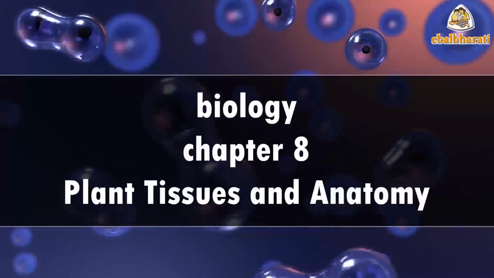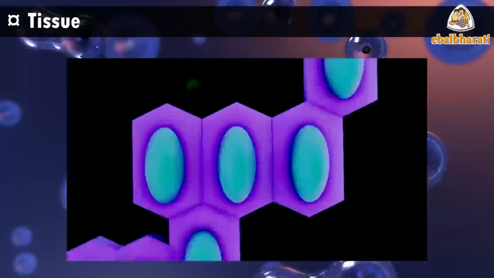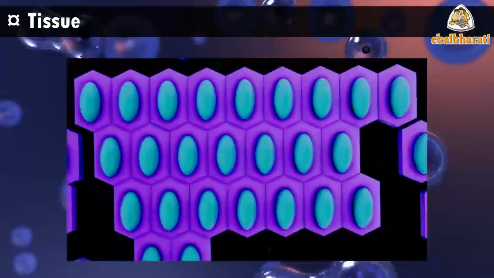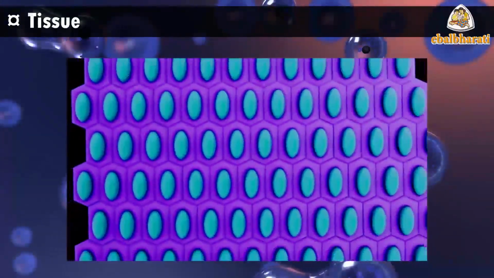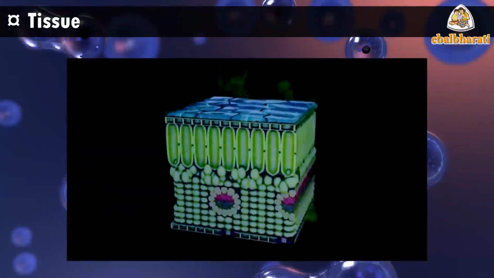Plant tissues and anatomy. Tissue. Anatomy is the study of internal structure of organism. Organs are made up of group of cells. A group of cells having essentially a common function and origin is called as tissue. Plant tissues are grouped as meristematic tissue and permanent tissue on the basis of their ability to divide.